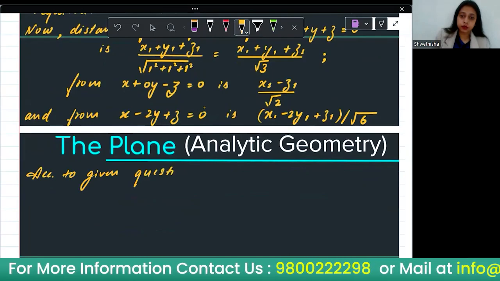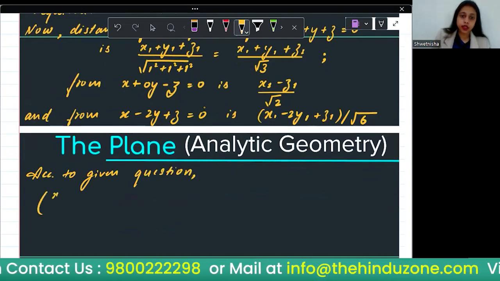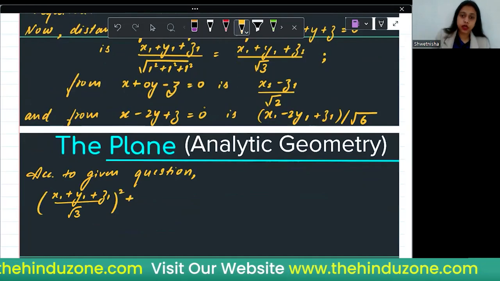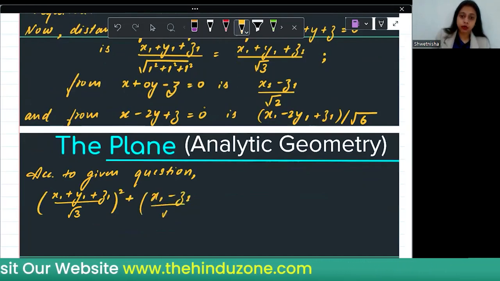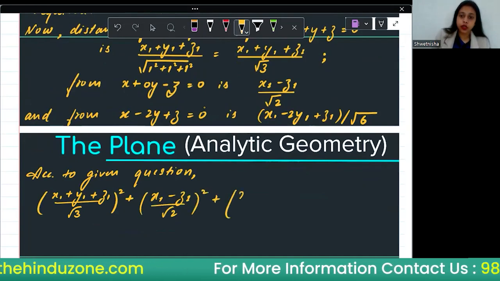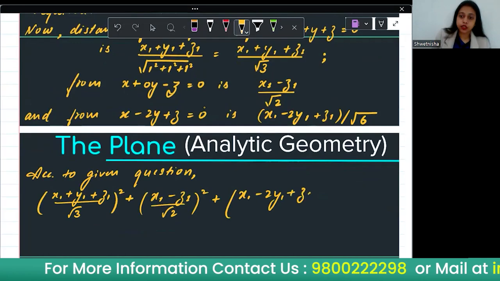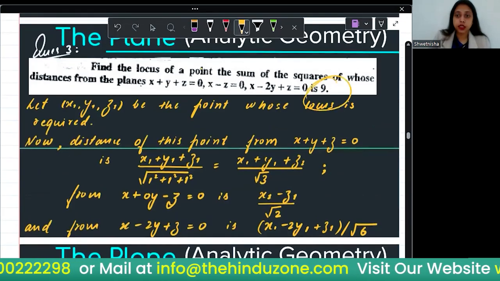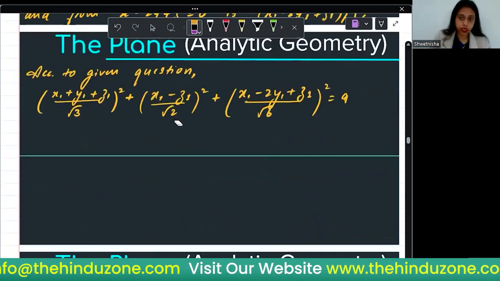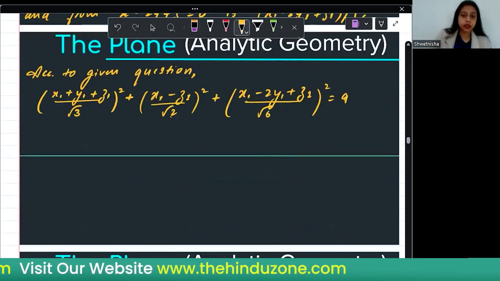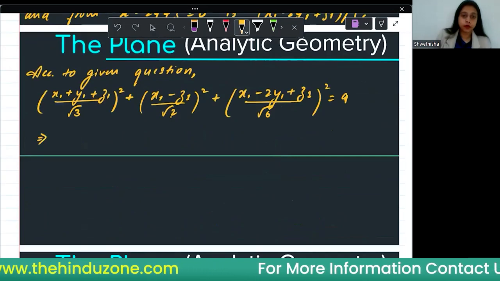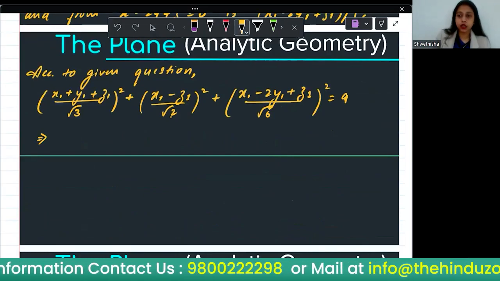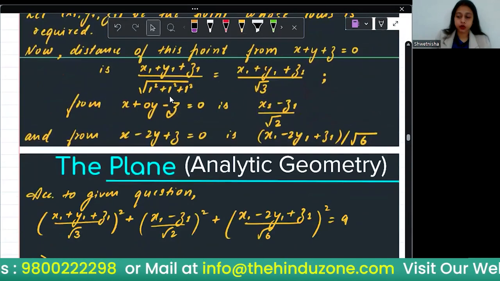According to the given question, x1 plus y1 plus z1 divided by root 3 whole square, plus x1 minus z1 divided by root 2 whole square, plus x1 minus 2y1 plus z1 divided by root 6 whole square is equal to 9. That's what it says: the sum of squares of whose distances from the planes is 9. Therefore, you solve them. The denominators are 3, 2 and 6, so we take the LCM.